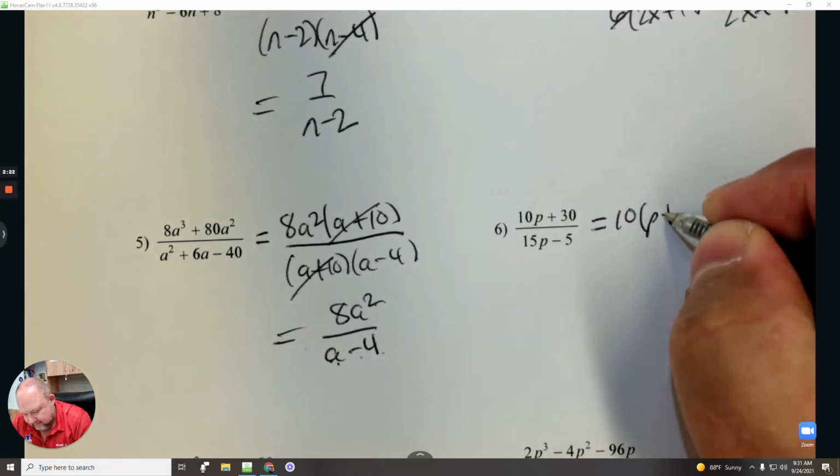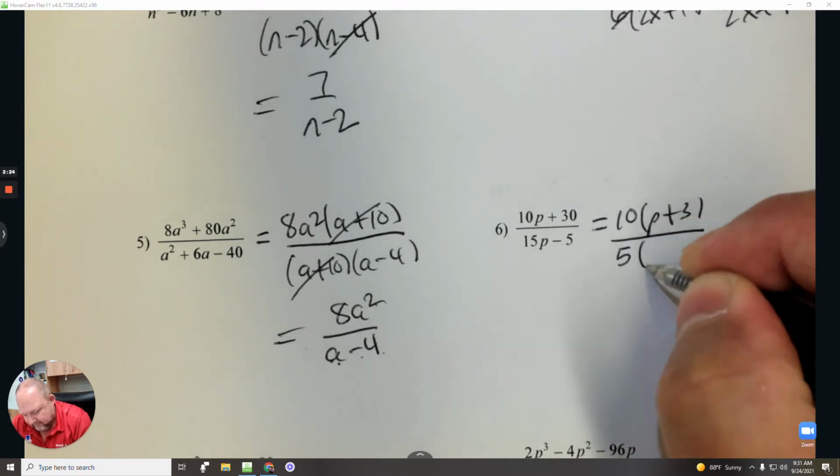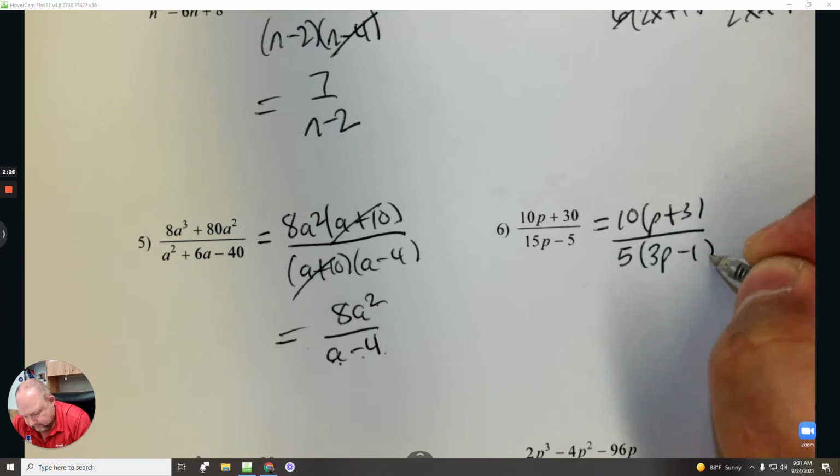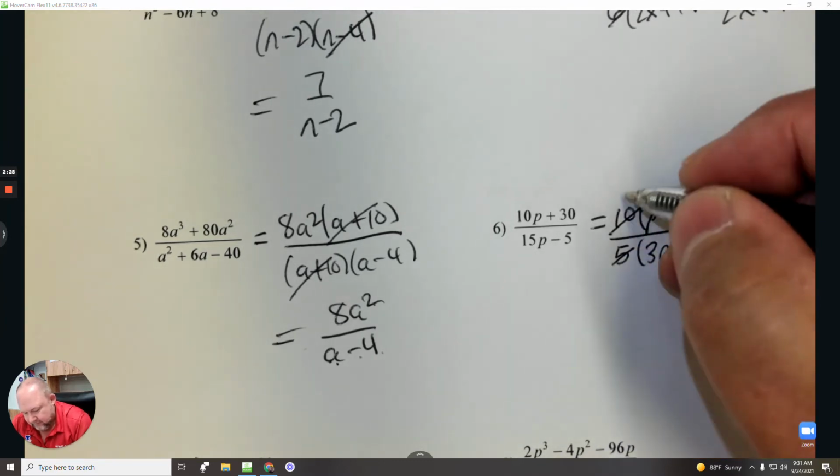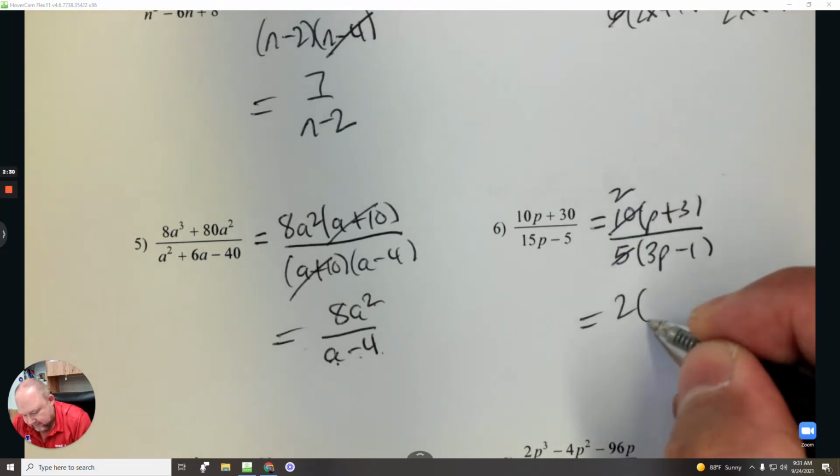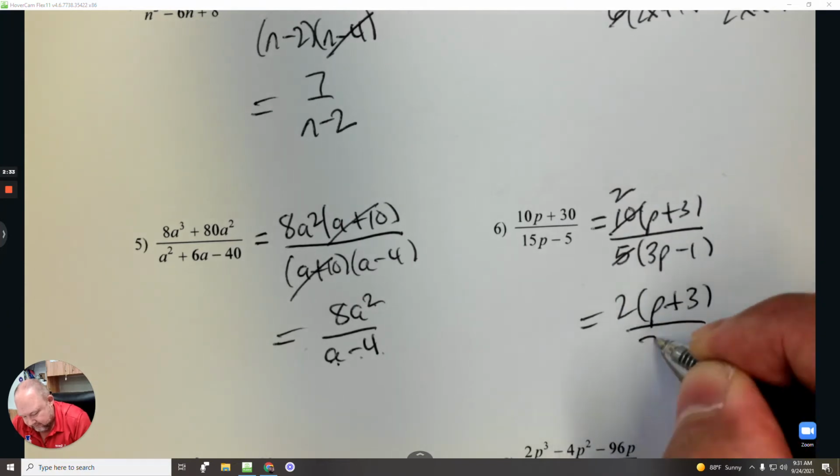Factor a 10 out, factor a 5 out, and then 5 goes into 10 2 times, and you can leave the answer like this.